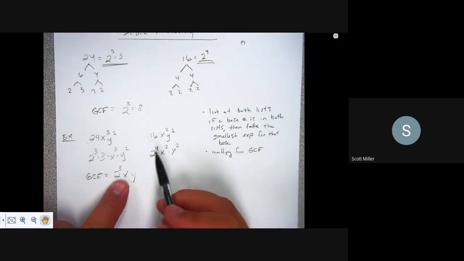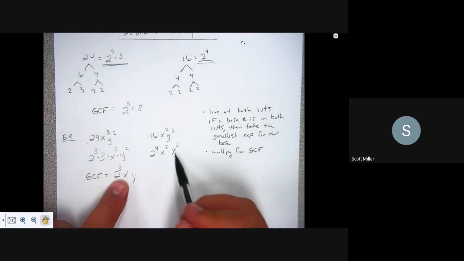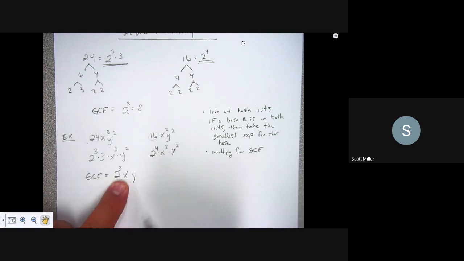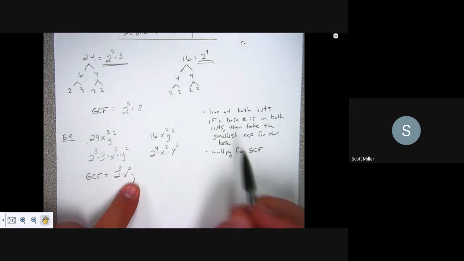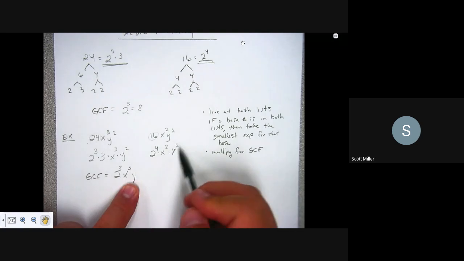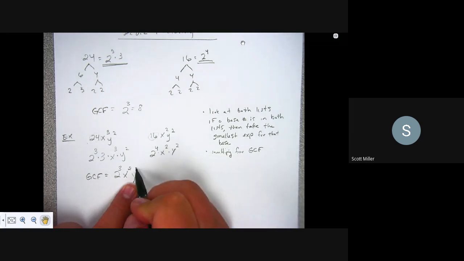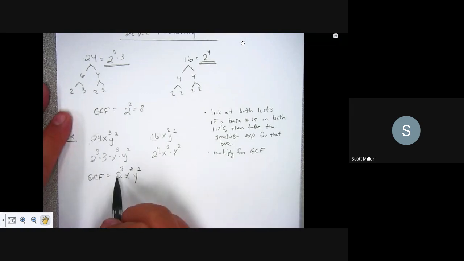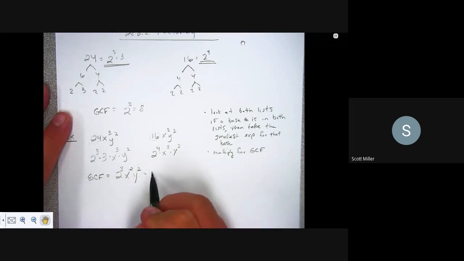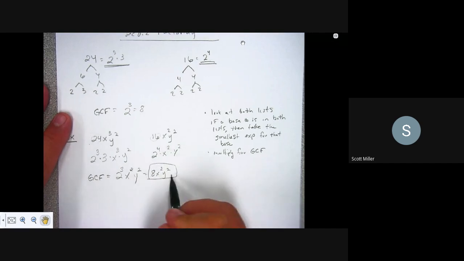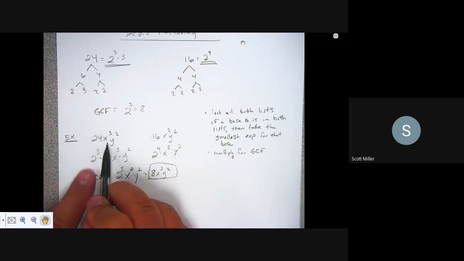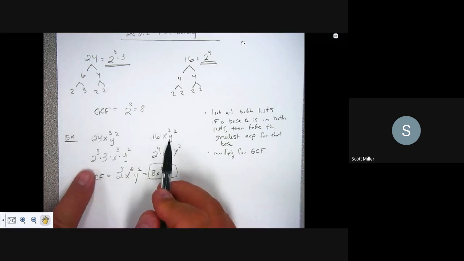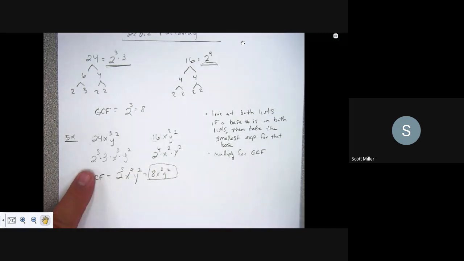On the x's, this group has an x to the third, this has an x to the second. The smallest exponent is a 2. Go to the y's, this exponent is a 2, this exponent is a 2, so this exponent is a 2. This is the GCF, and the number portion is 8. So 8x squared is the GCF between those two expressions.